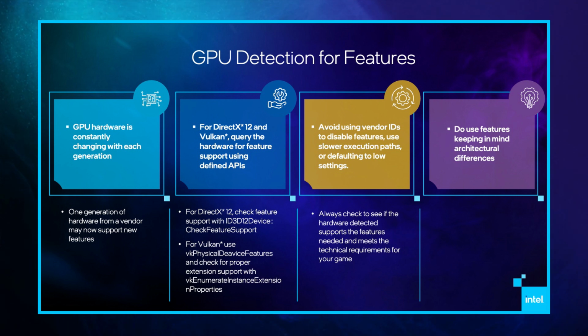To check for this, DirectX 12 and Vulkan offer APIs to query available hardware. For DirectX 12, checking feature support along with checking for proper feature level can help with this. Vulkan has similar capabilities with VkPhysicalDeviceFeatures and a list of extensions with vkEnumerateInstanceExtensionProperties.